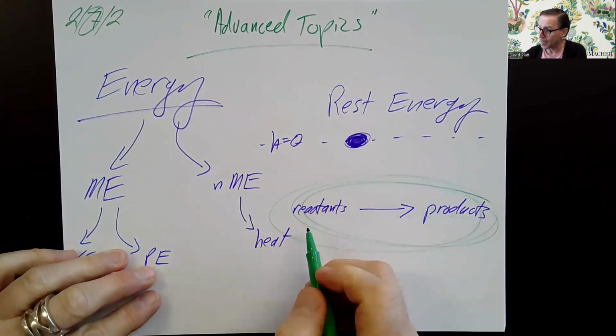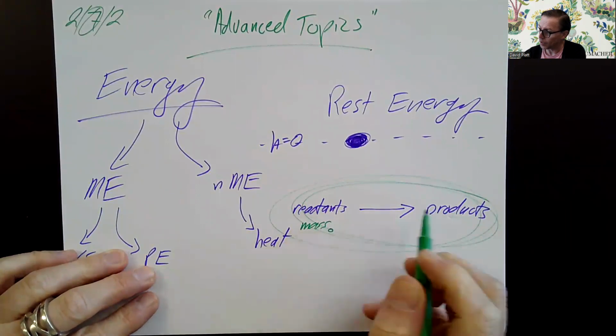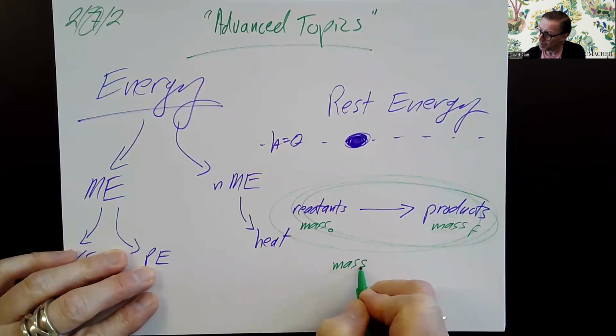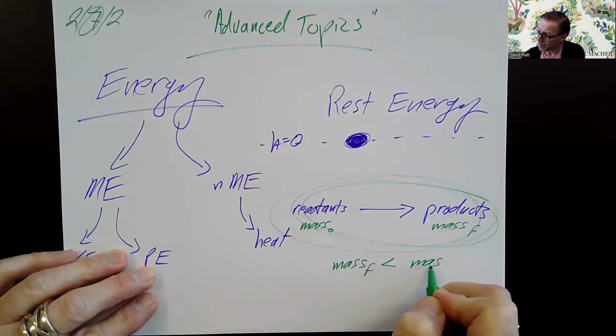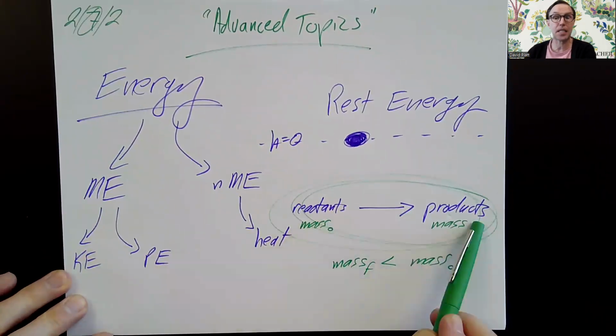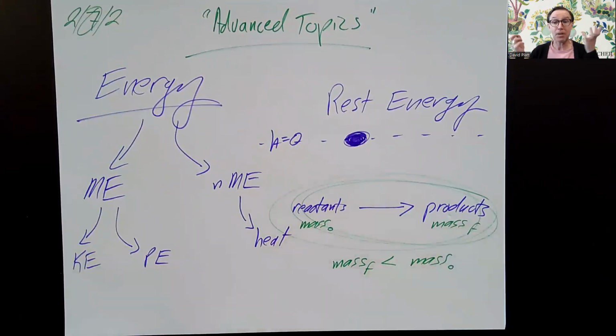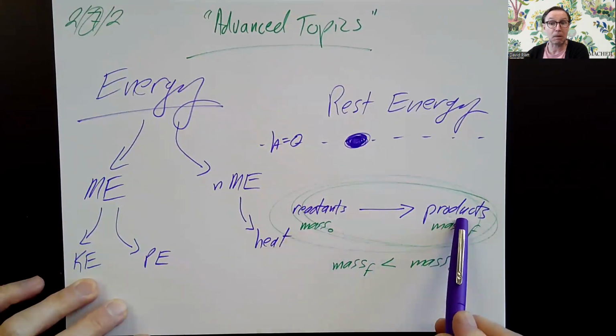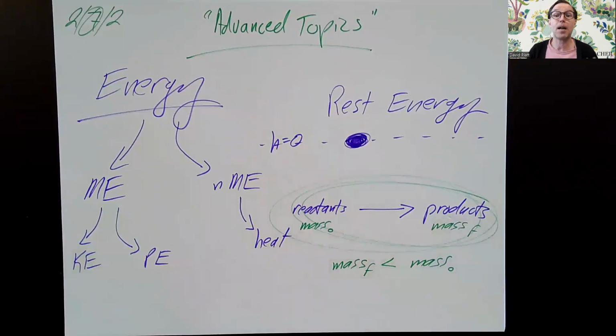Sometimes there's a mass initial and a mass final, and sometimes mass final is less than mass initial. Sometimes there's some matter that was there at the beginning that isn't there anymore. Where did the matter go? It actually, in some of these, not in big macroscopic, rearranging the atoms equations, but in these nuclear reactions, sometimes some matter that was there at the beginning is not there anymore at the end. Where did the matter go?